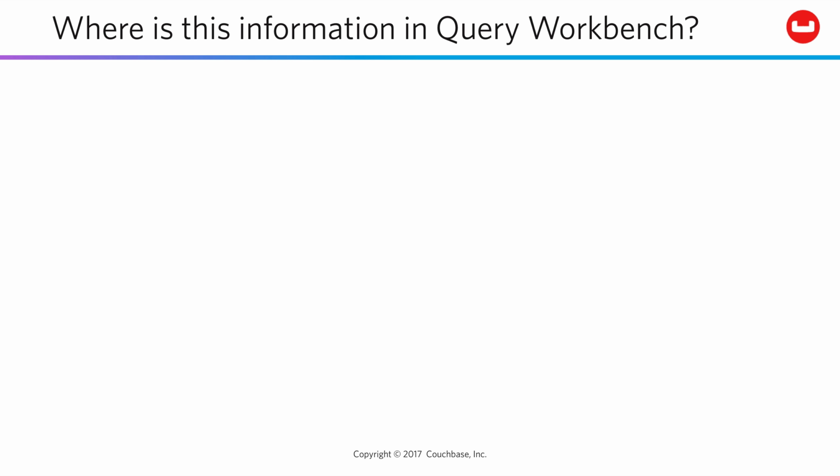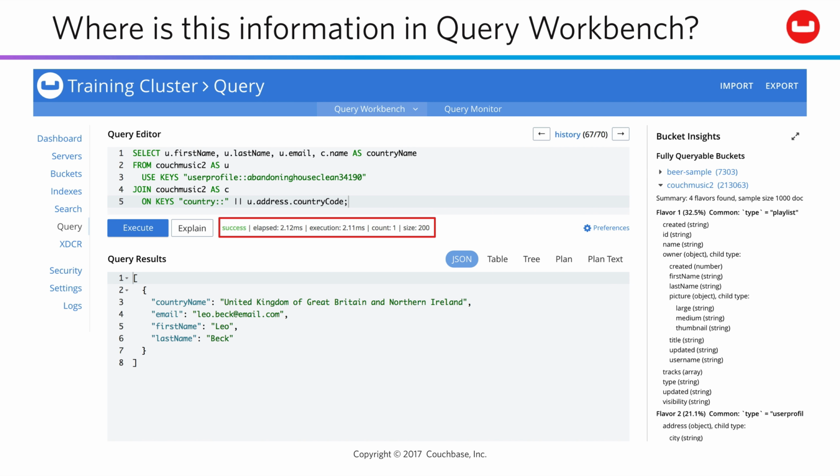If you're working in Query Workbench, this additional data is visualized for you. You can also choose how you'd like your output displayed, whether as JSON, in tabular form, or as a tree. You can also display the underlying query plan visually or as plain text, and we'll look at that in a future lesson. You can view, recall, and delete prior queries you've run. You can examine the flavor or general structure of documents within each bucket, along with whether and how that bucket has been made queryable with full or partial indexing. You can import and export queries. You can also export query results.